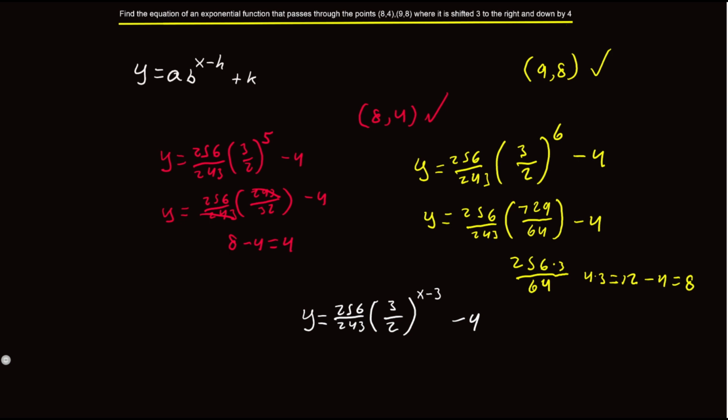And that is how we find the equation of an exponential function given 2 points, including its horizontal shift and vertical shift.